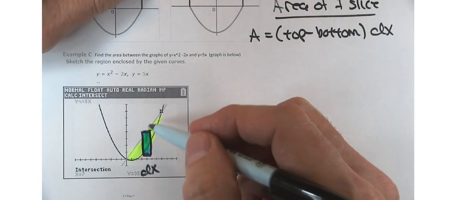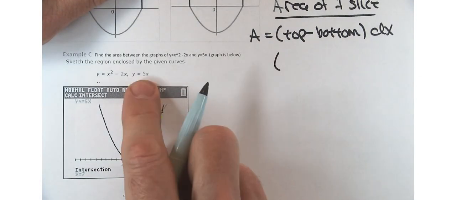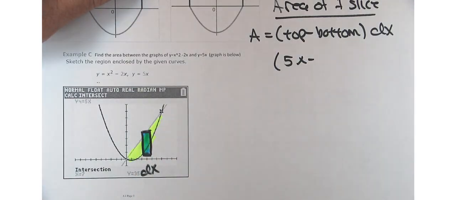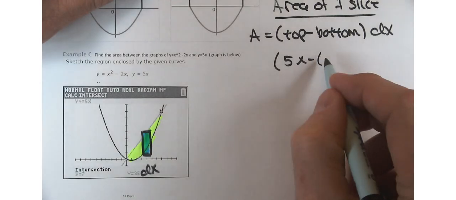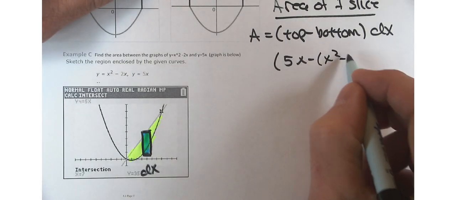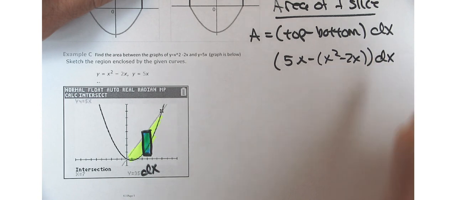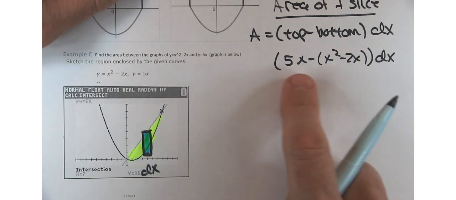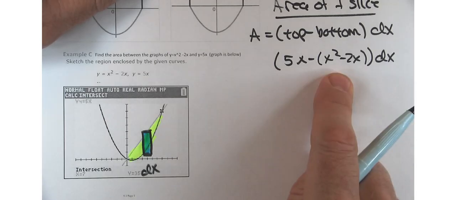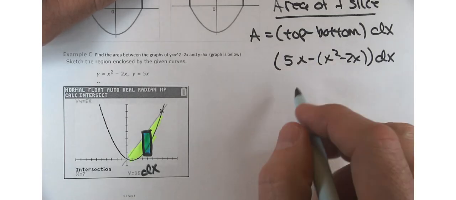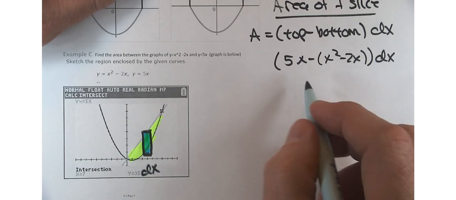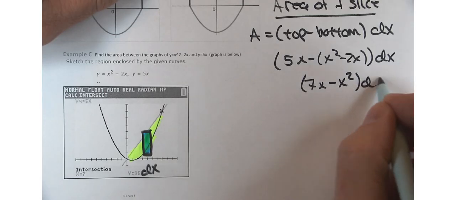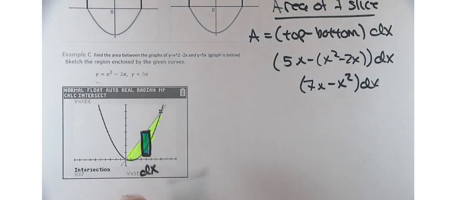So top minus bottom. Our top function is clearly going to be the line, which is our 5x, minus, again, let's be careful with the parentheses, x squared minus 2x, dx. Okay. If you distribute and collect like terms, how does this simplify? 7x minus x squared dx. Now that's the area of one of these rectangles.